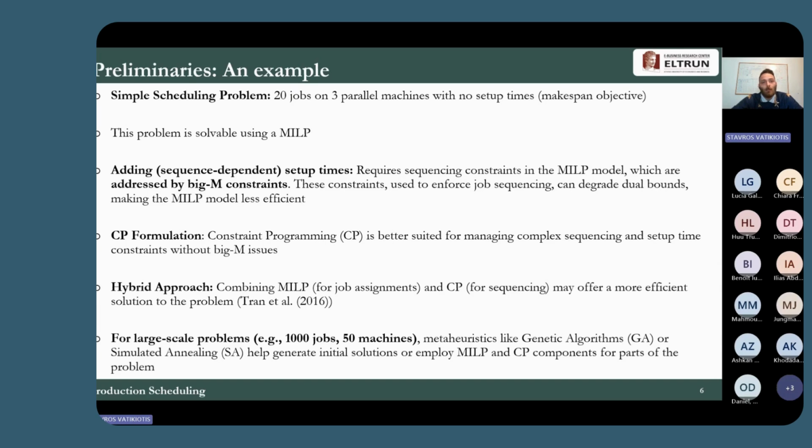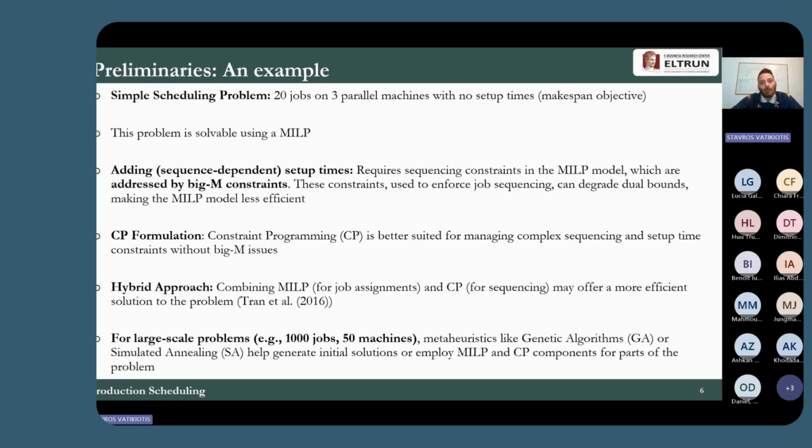On the other hand, when this problem is extended to add setup times, these setup times require sequencing constraints, which are addressed by the big M constraints. These constraints are known to have a severe effect on the bounds for the MILP. On the other hand, constraint programming formulations are known to be better suited for sequencing and also handling of resources. So we may consider a hybrid approach, where the MILP would do the job assignments, and then we may have a second part where the constraint programming module will deal with the sequence.